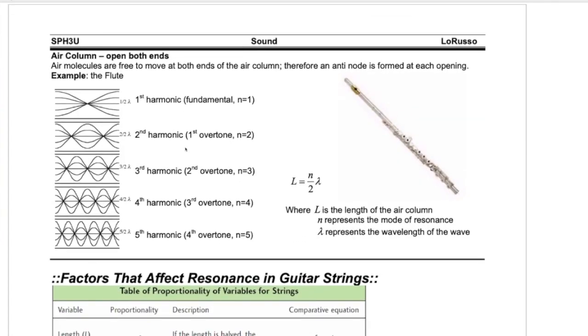And then an example of open both ends would be something like a flute, because we have an opening here as opposed to a reed. We actually have a physical opening, and to play a flute, you blow wind across the opening, right? You don't blow it directly in, you blow it across. That produces an antinode there. We have nodes, and then we have an antinode at the end. And of course, we have all the harmonic series happening. So they behave just the same way as the stringed instruments do.